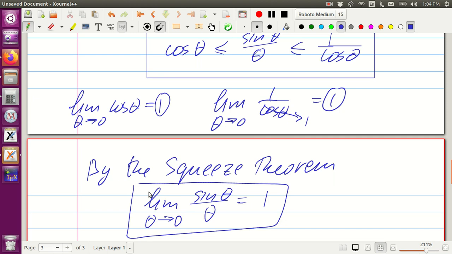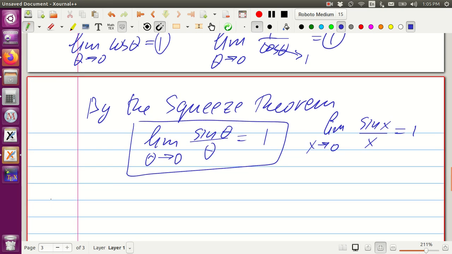But it doesn't really matter which variable we write. We can also write the limit of sine of x over x as x approaches 0 is equal to 1. Doesn't matter which variable we use. All right, so we established this result. Let's use it in a short example, and you'll have to do a few of those at home. They are not trivial, but not really hard.